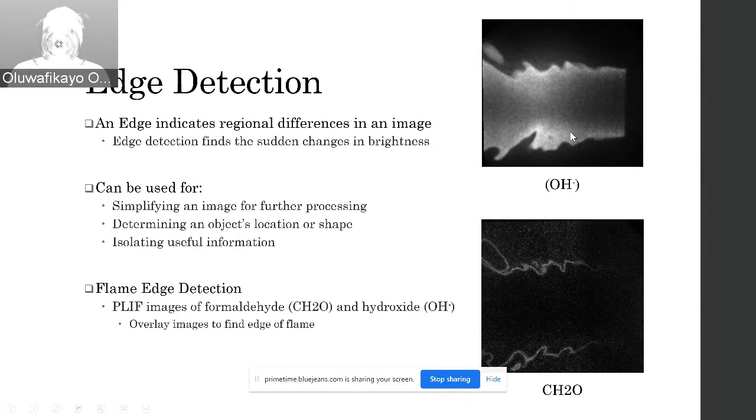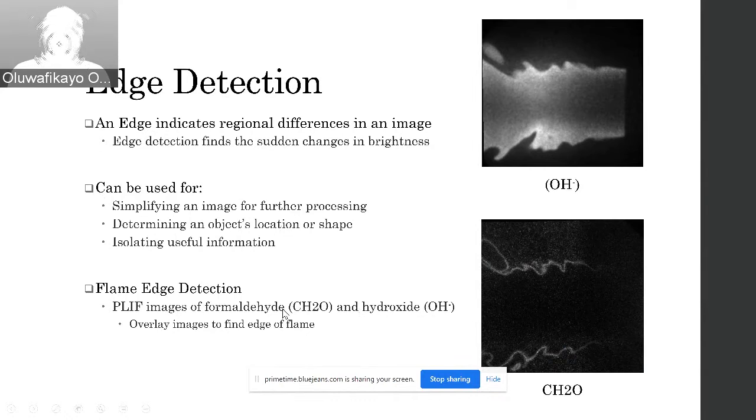The problem is that the cameras were taking images at 10,000 frames per second. So there are hundreds of these images. So it's less tedious to just use an edge detection algorithm to go through the images much quicker. So an edge detection algorithm can be used to simplify an image for processing or determining an object's location or shape, as I said earlier, such as the flame. And this is an especially important aspect when you don't know what the object's shape is or where it's supposed to be. So it's also important for isolating useful information from the noise.